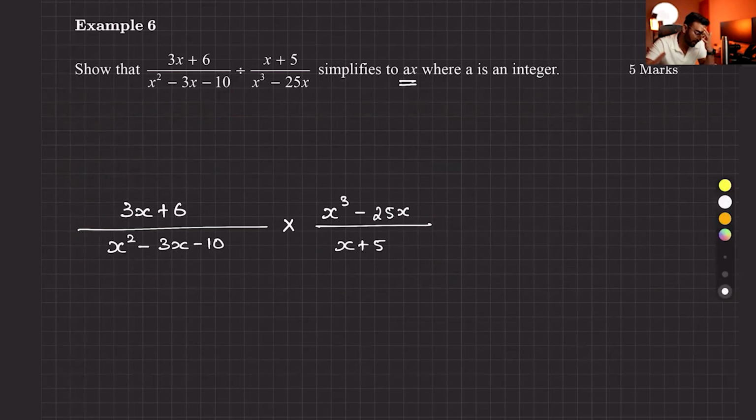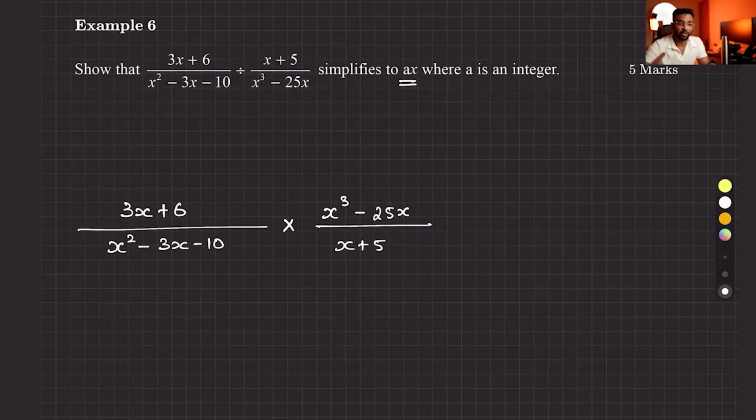When you're dealing with this, do you know what topic this is, guys? Sawit, we don't cross multiply. We can't cross multiply it. I'll tell you why. What topic is this? This is algebraic fractions.